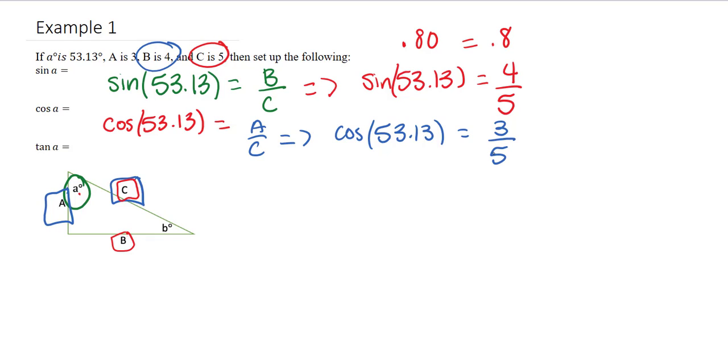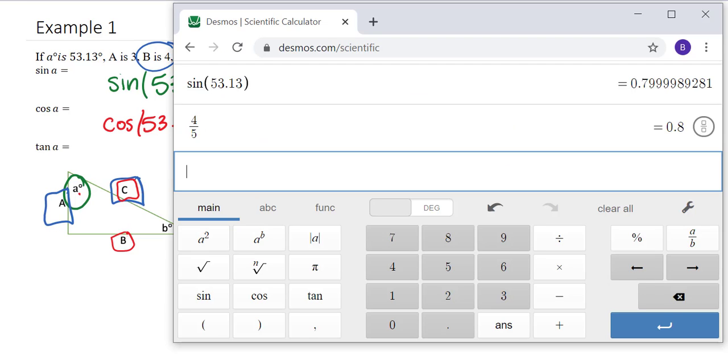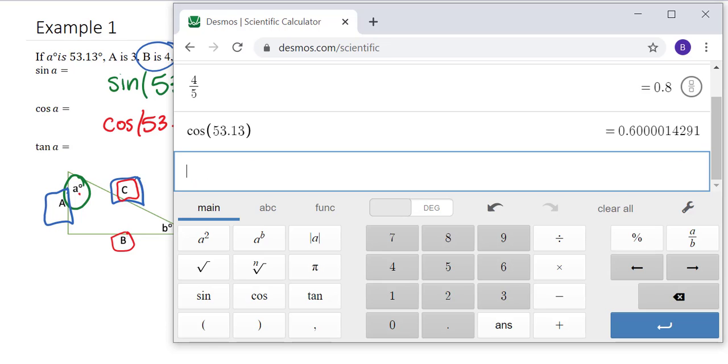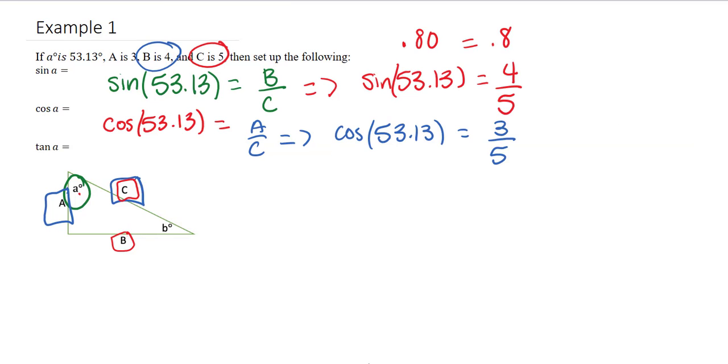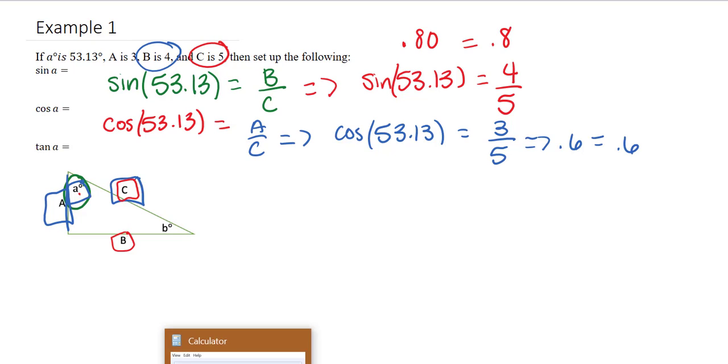So let's look at what this is. Let's get the calculators out. So we have cosine of 53.13. Close the bracket, and what do we get? Well, we get 0.6. And if we do 3 divided by 5, that is also 0.6. So 0.6 is equal to 0.6. So you can see how this angle dictates what this side is, with this ratio in comparison to the hypotenuse.